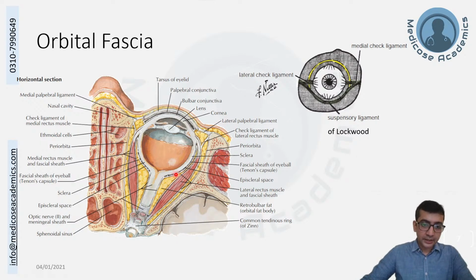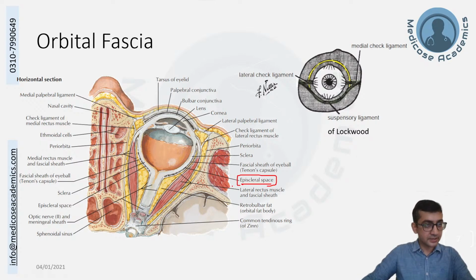This fascial layer extends back to the dura mater around the optic nerve. This fascia is known as the fascial sheath of the eyeball, or the other name is Tenon's capsule. This is known as Tenon's capsule. This becomes very important when you are talking to the ophthalmologist, because between Tenon's capsule and the sclera there is a space, the episcleral space.